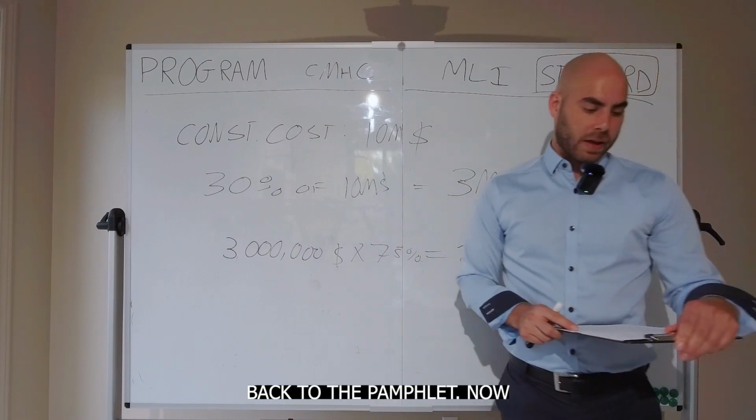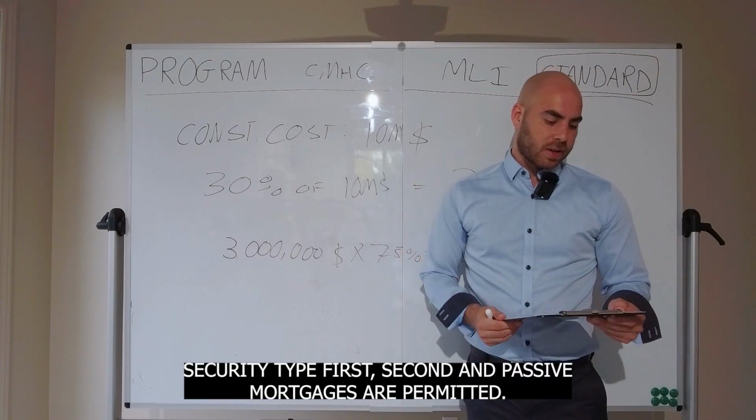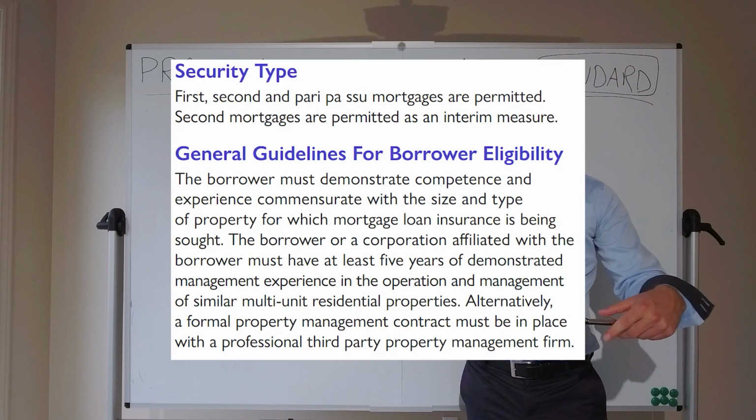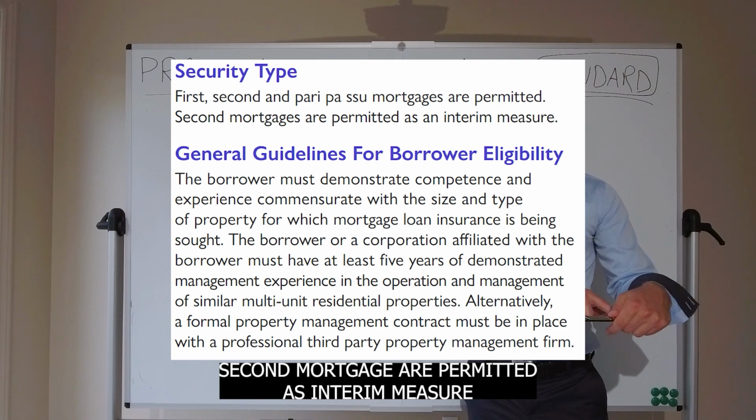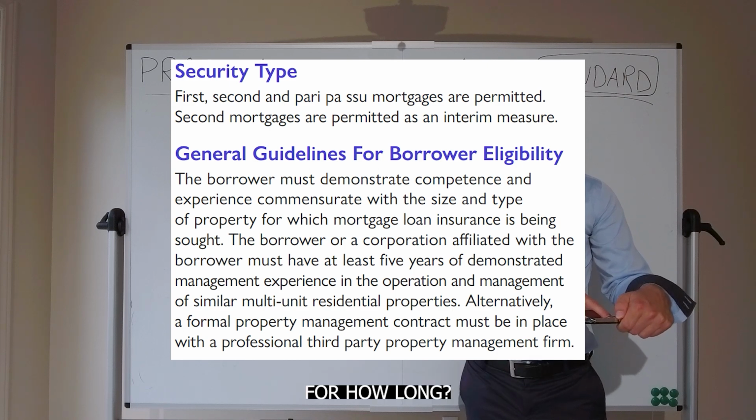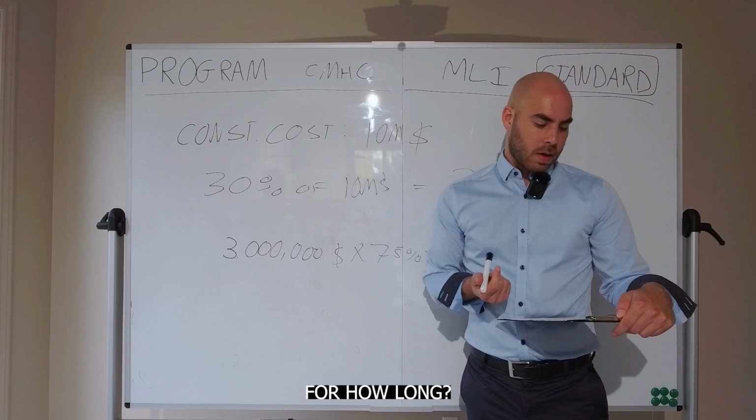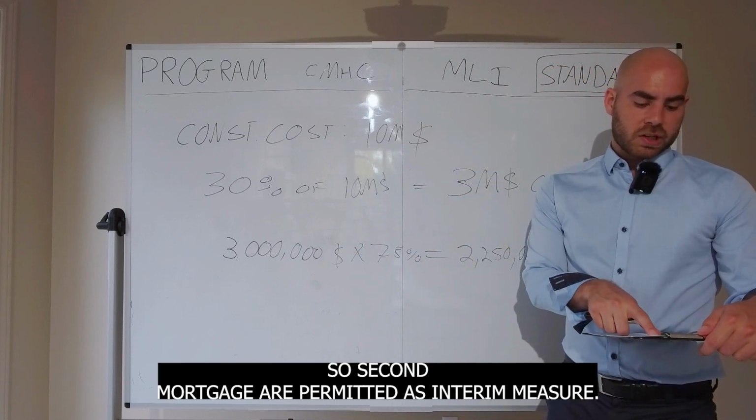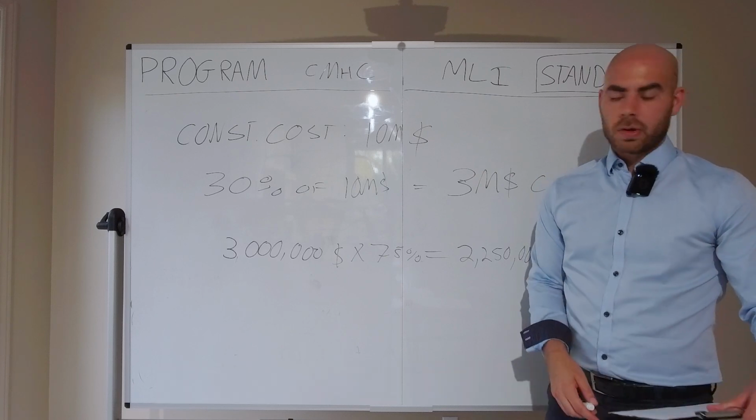Back to the pamphlet now. Security type. First, second, and pari passu mortgages are permitted. Second mortgages are permitted as an interim measure. For how long?